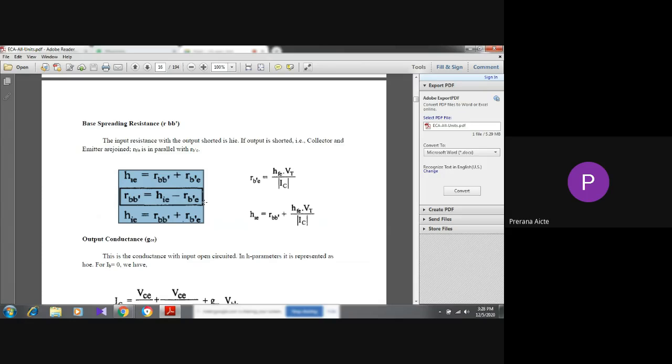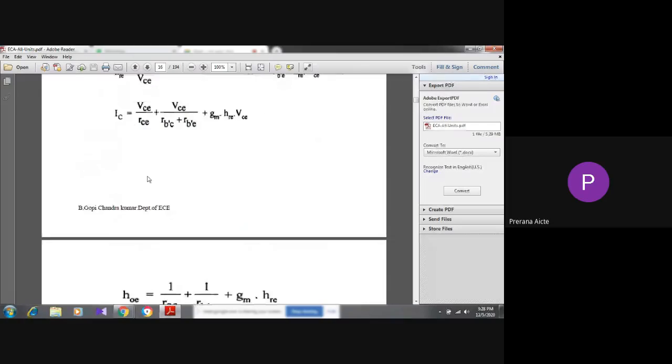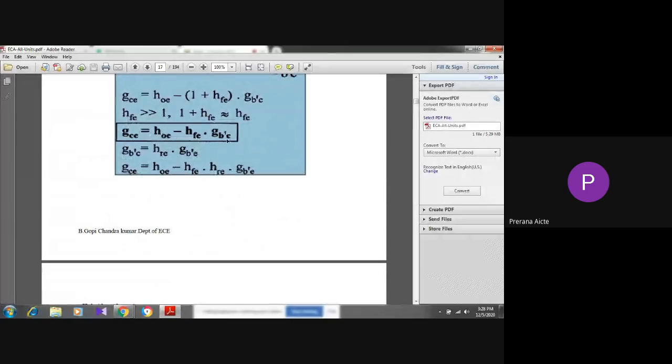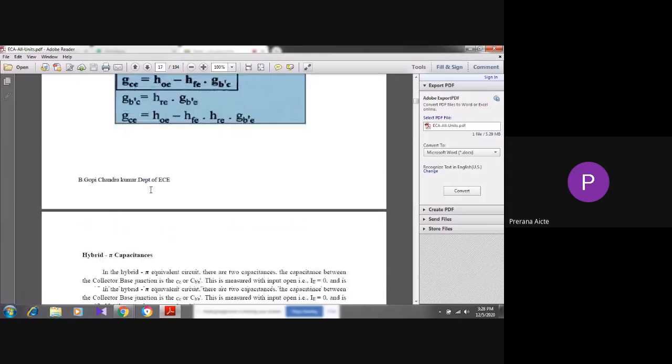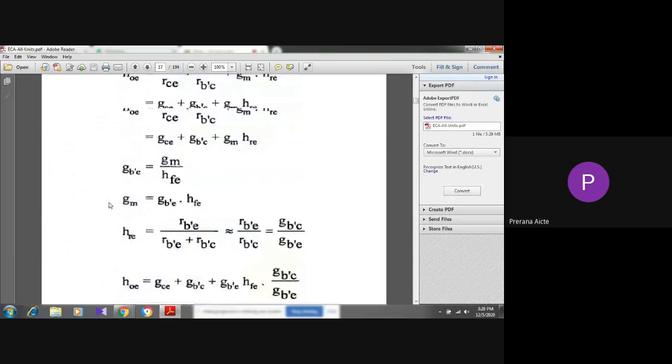These formulas are very important to analyze a hybrid pi model for a common emitter amplifier at high frequencies. This is only for high frequencies, not for low frequencies. Next, output conductance gCE. The output conductance gCE is equal to, this is the formula, hOE minus hFE into gB'C. Okay. Now, what are the elements we have discussed now?